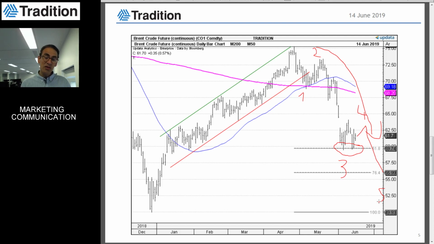So I'm not really confident in the current technical bounce, and I think we can still see renewed weakness within the next few weeks.